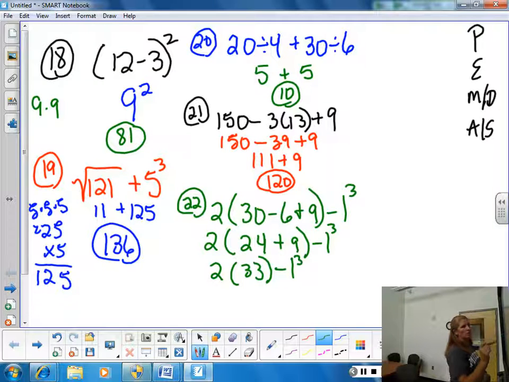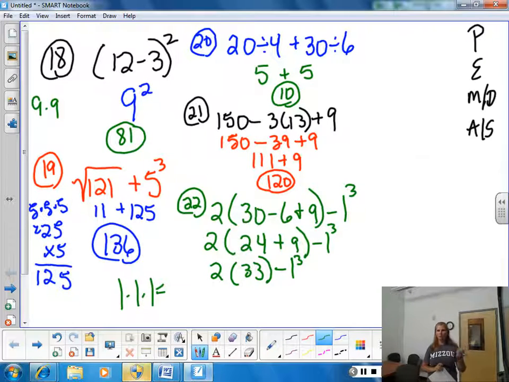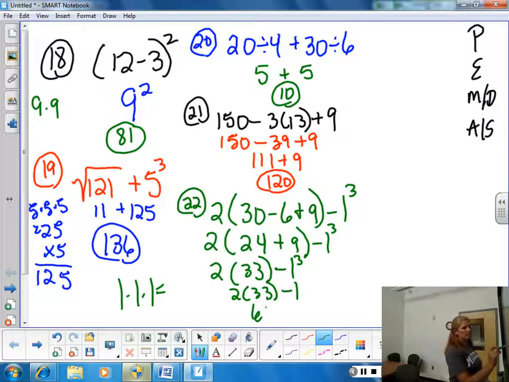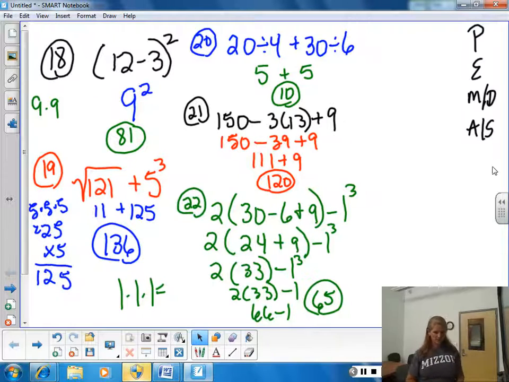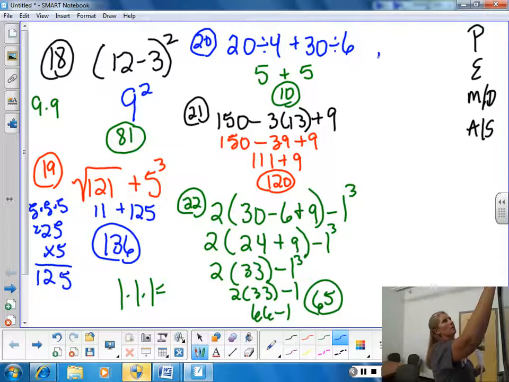What is 1 to the third power? Do you remember what I talked about when you take 1 times itself again, multiplying by 1 every time, you still get 1. So I have 2 times 33 minus 1. 2 times 33 is 66. Now I'm ready to do that. 66 minus 1 is 65. So 65 for that one.